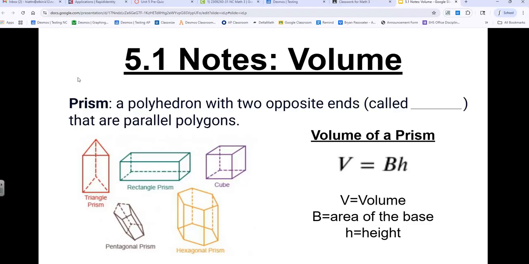This one's not a prism. It's a cylinder, but it acts like a prism, right? So we're going to kind of put these together. It acts like a prism. It's like a circular prism almost, except it's not technically a prism because the sides are smooth instead of being rectangles.